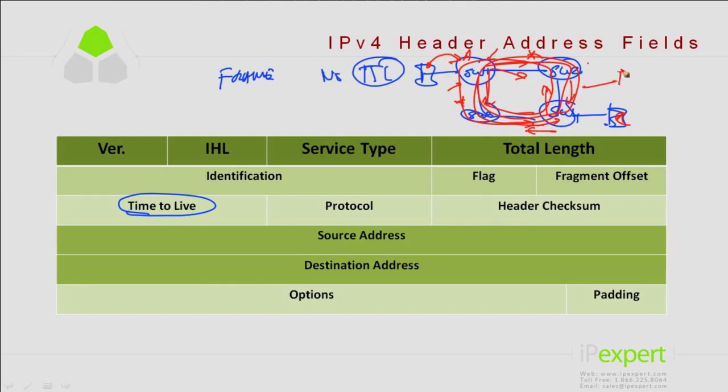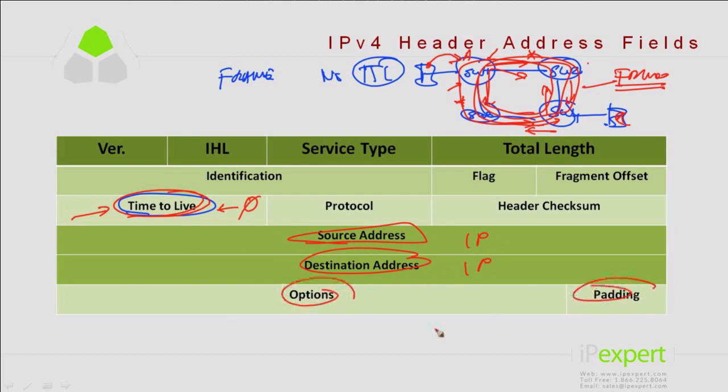Well, this is a problem when it comes to a frame, but when it comes to an IPv4 packet, we have this value of time to live, which means every time I go through a hop, I'm going to decrement my time to live. The moment I get down to 0, my packet is going to die. Notice also I have my source address, which is my IP address, and my destination address, which is also an IP address. And I have options, and I have the capability of padding.